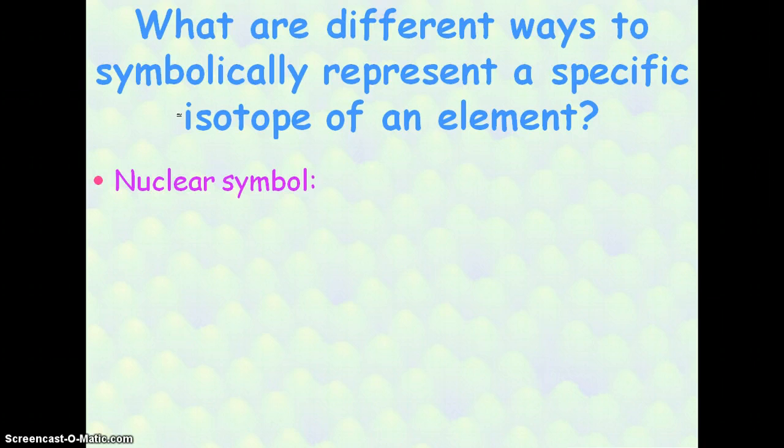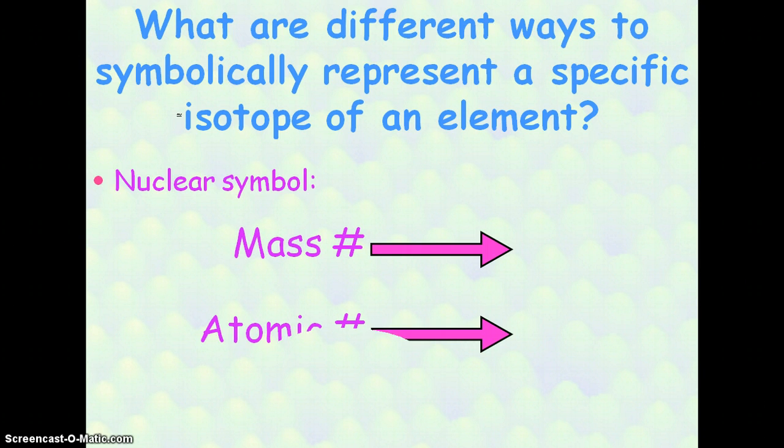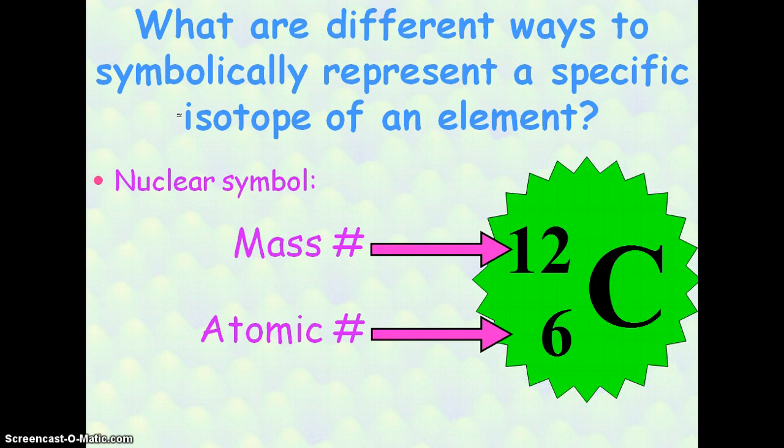All right, so what are the different ways that we can symbolically represent a specific isotope of an element? Okay, so specifically say how many protons and neutrons are in the nucleus of this particular atom. Well, the first way is the nuclear symbol. The nuclear symbol shows the mass number, the atomic number, and the element symbol. Okay, like here. So if it said carbon-12, 6, that means it has a mass of 12 and an atomic number of 6, and the element.